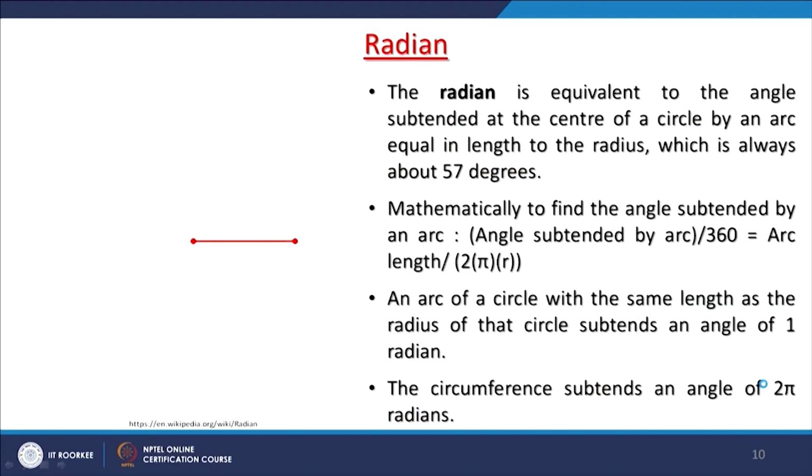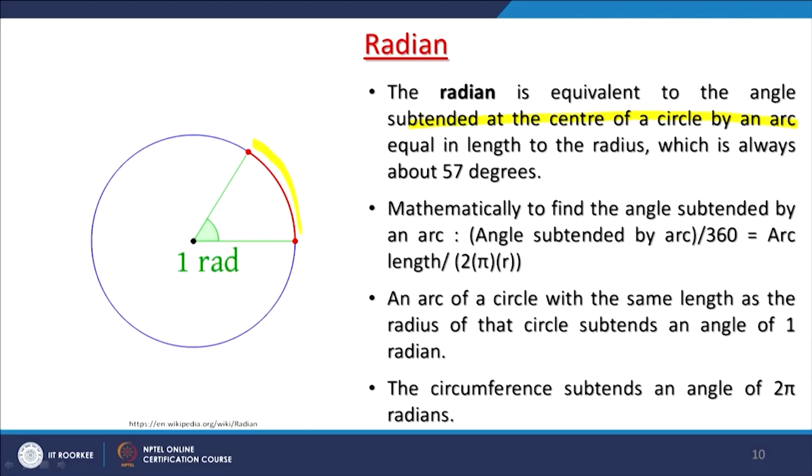Now, the radian. As you are seeing on the left side, this GIF file or simulation is showing what a radian basically is. The radian is equivalent to the angle subtended at the center of the circle by an arc. This arc which we are talking about is equal to the radius, and this angle is always about 57 degrees. When we convert this radius into an arc, this angle becomes always 57 degrees.